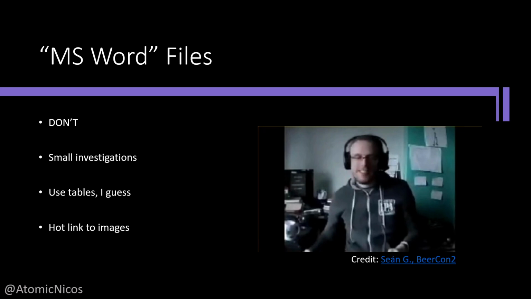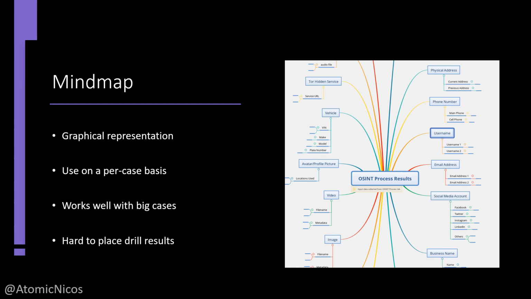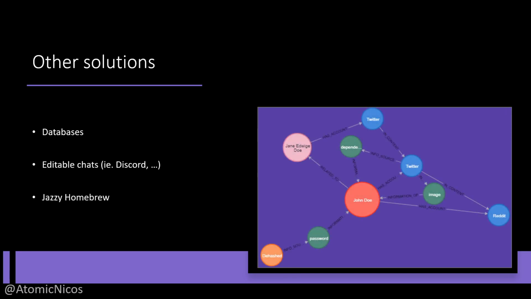So yeah. Mind maps. They're awesome to represent stuff graphically. They're horrible if you're going to be doing something that's big. So, you know, take it on a per case basis. Works kind of well with big cases, but you need to have the ability to reduce some of the nodes. And yeah, it's hard to place results in some cases. Other solutions would be databases, editable charts, some homebrew stuff, like using a Neo4j database or whatever. All of these things are tools you can use.